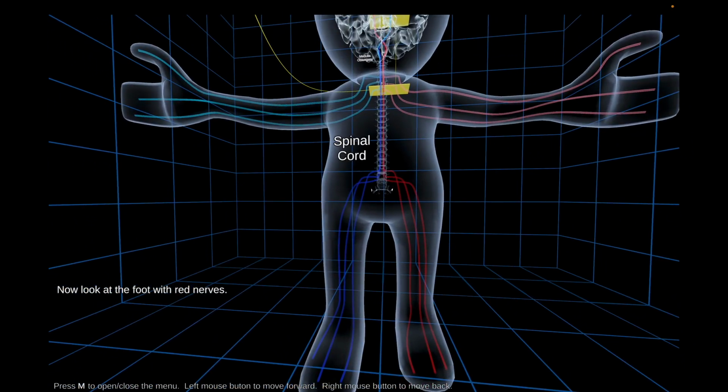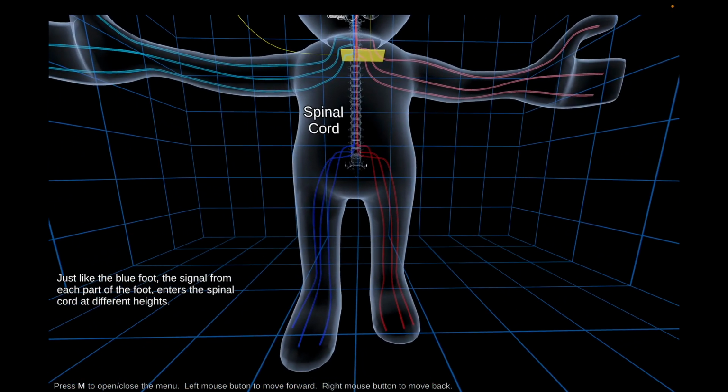Now look at the foot with red nerves. Just like the blue foot, the signal from each part of the foot enters the spinal cord at different heights. Now press the left mouse button to move along the track towards the hand.